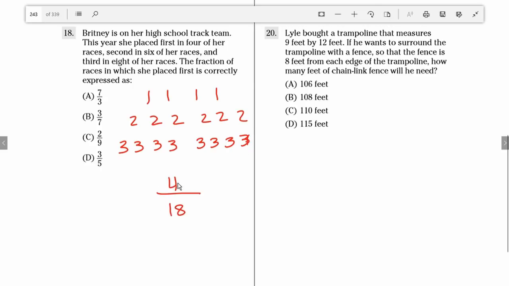We can reduce this by a factor of 2. I'm going to divide the top by 2 and the bottom by 2. 4 divided by 2, of course, is 2. 18 divided by 2 is 9. So this is 2 ninths. That is to say, she placed first in 2 out of every 9 races she was a part of.